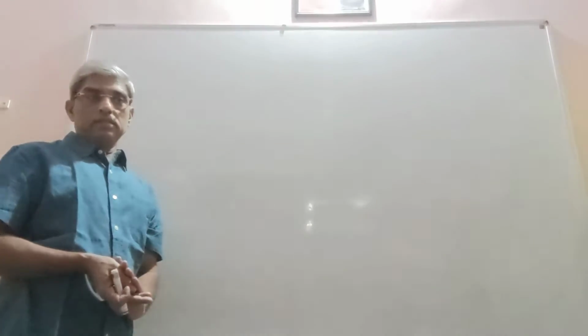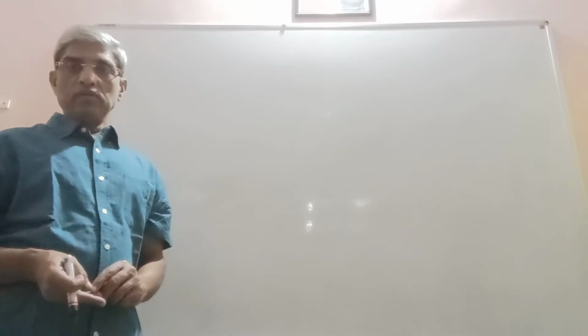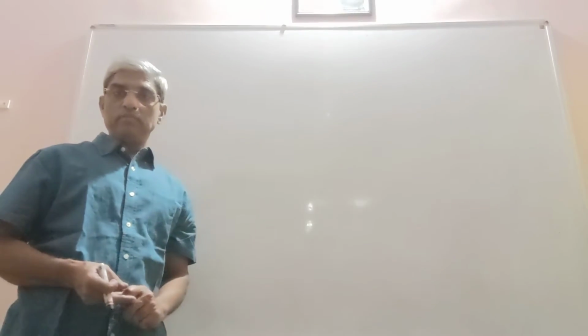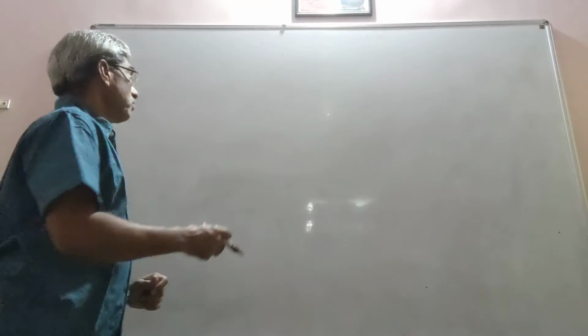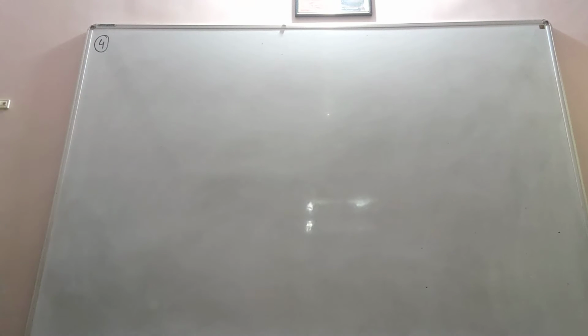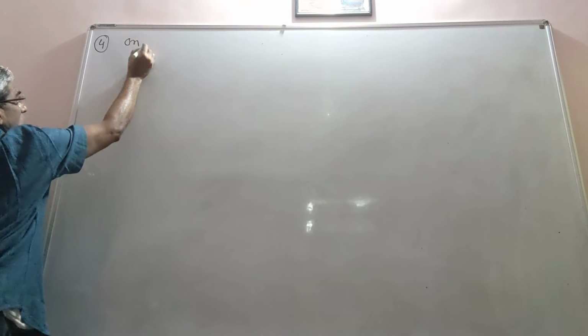Let us start the remaining numericals. In the last period we solved 3 numericals on chemical equilibrium. Now we are going to start the 4th numerical on heating 5 moles. I will write the numerical on the board.